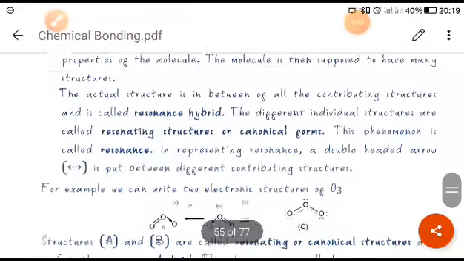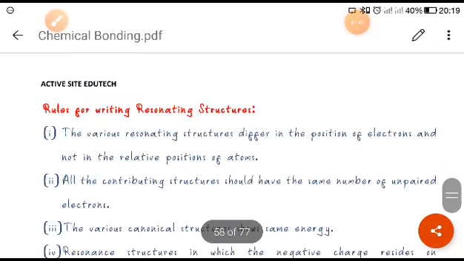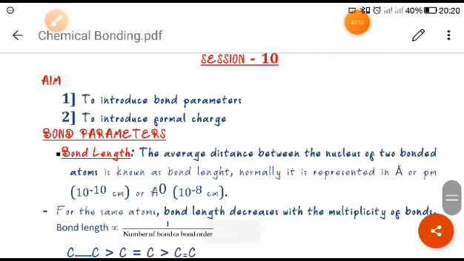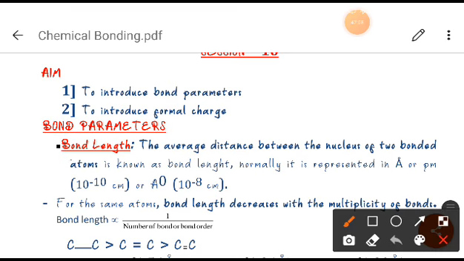So I hope you have understood about the dipole moment also, right? Now we will see something about bond length and bond order. Now next is bond length. So what is the bond length? Bond length, I hope you have learned in your previous classes, in previous chapters.